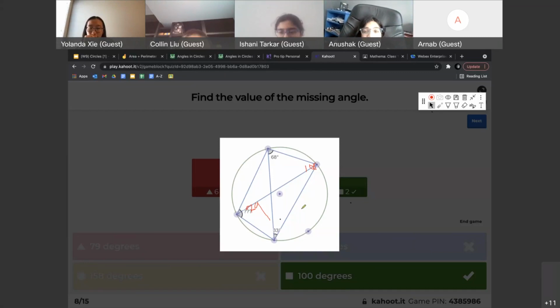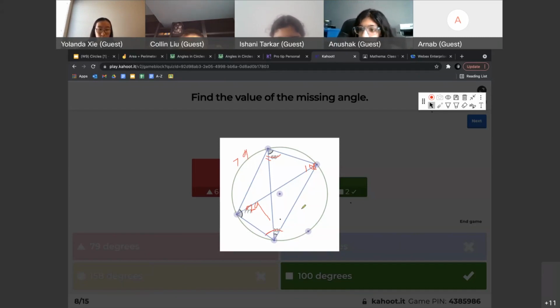Okay, wait a moment. So we know 180. Or conversely, we could see that these two are angles opposite each other in a cyclic quadrilateral, and they must sum to 180, right? So that means the sum of this plus this is 180 minus 33 plus 68, right? 33 plus 68 is, again, 101. So we do 180 minus 101, and we get 79. And even then, we should have gotten an answer that is not 100.